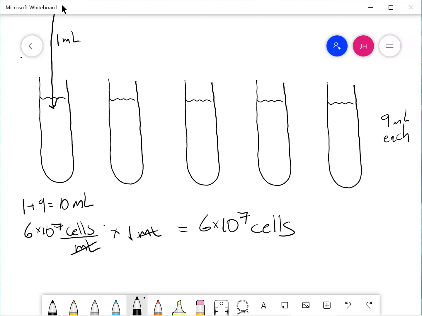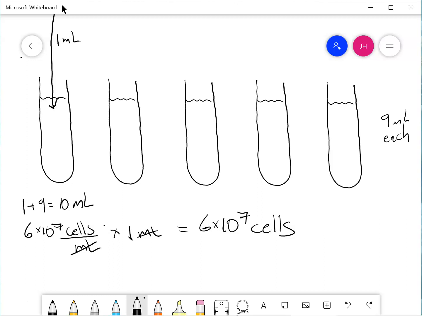Just cells, right? So if we multiply a volume times a concentration, we get a mass, or in this case, cells per mil times mils gives us cells. So there are 6 times 10 to the 7th cells in here. That's how many we put in here.